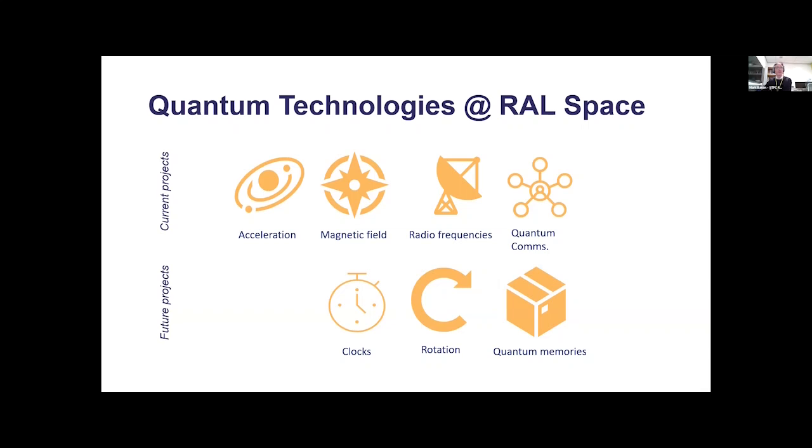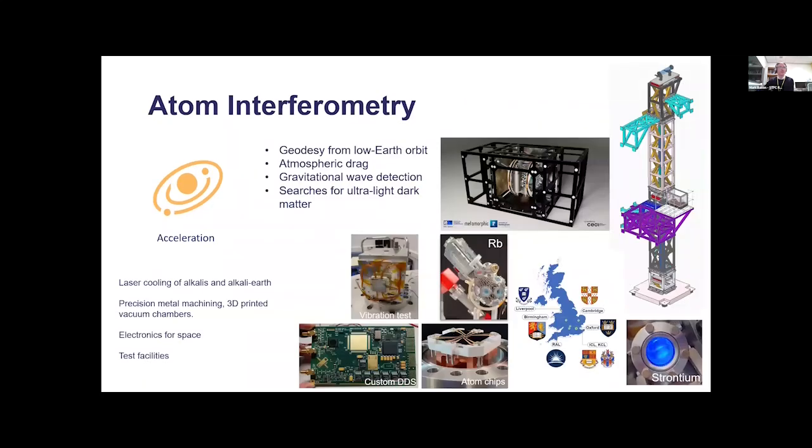So in terms of quantum technologies, we have current projects that are around acceleration, magnetic field measurements, radio frequencies using Rydberg sensors, and quantum communications. So we also have ambitions to do future sensors such as clocks, which are sensors of time, rotations, and then quantum memories.